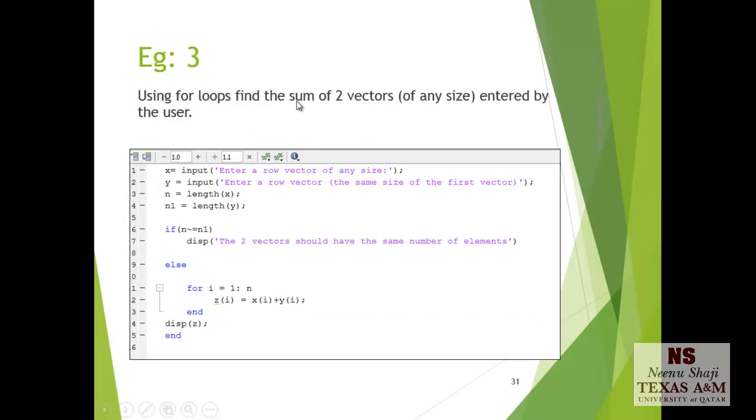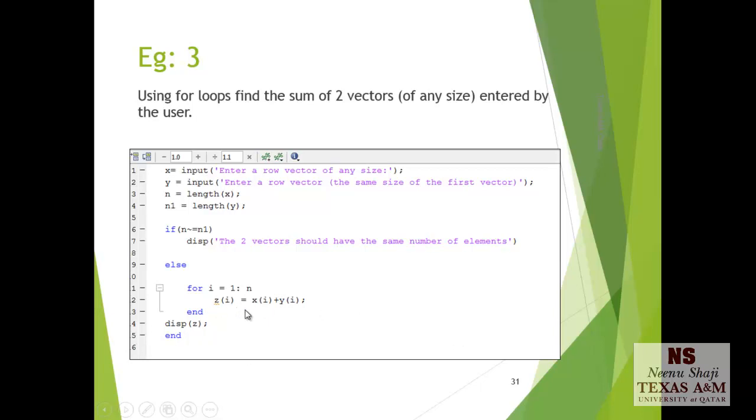Next is using for loops. Find the sum of the two vectors entered by the user. When you have two vectors, you have to make sure that they are having the same number of elements. So we use the conditional statement if. If n is not equal to n1, where n1 and n are the length of the vectors, you display that they don't have the same number of elements. Otherwise, for I equal 1 to n, z of I will be x of I plus y of I, and then end, display z, end.